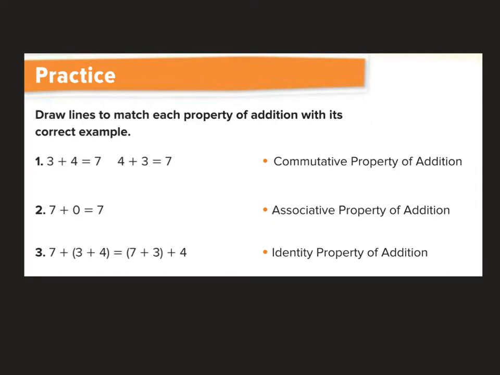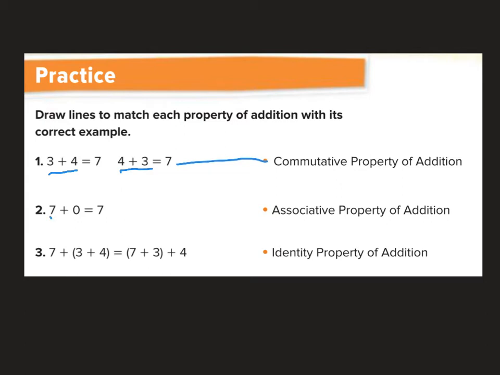Okay, now I should only have distance learners here, right? All right. Draw lines to match each property of addition with its correct example. So here I see 3 plus 4 is 7, and 4 plus 3 is 7. That's that flip-flop, flip-flop commutative property. All right, that commutative property flip-flops around.